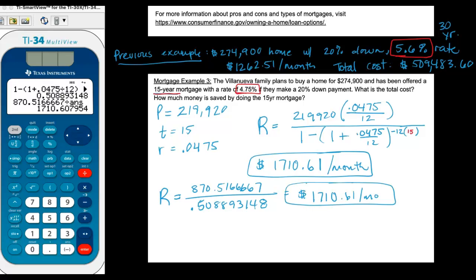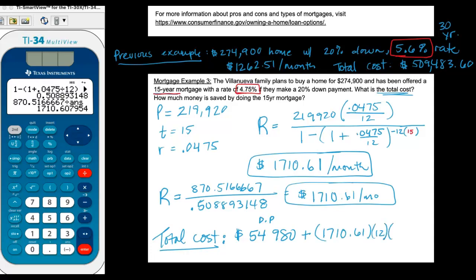And so now we want to find the total cost. To find the total cost, we think about everything this family has paid here. So they paid a down payment, and we figured that out from the last problem just by multiplying 0.20 times the total cost. We ended up calculating the down payment of $54,980. So that's the down payment plus the monthly payment times 12 months a year times 15 years.